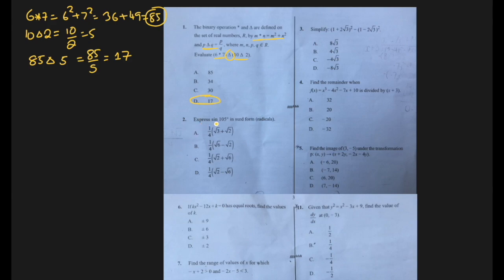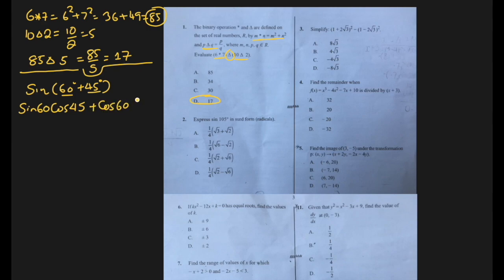Express sine 105 degrees in surd form. Okay, so 105 can be written as a sum, sine of 60 plus 45 degrees. That is total 105, correct? But we can't write it as sine 60 plus sine 45, right? Because we have an identity: sine of A plus B is sine A cos B plus cos A sine B. So you can use your calculators to evaluate them. I know the values, so I'm straight away putting them.